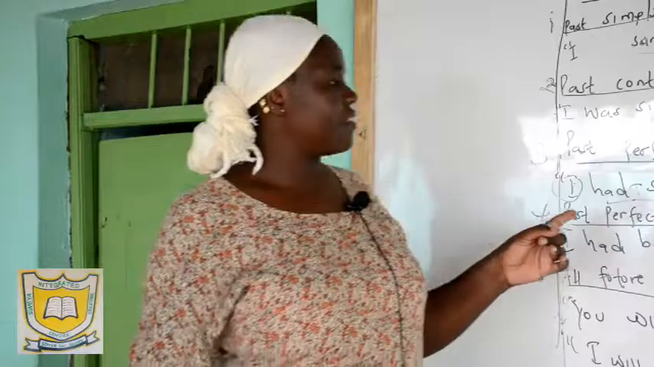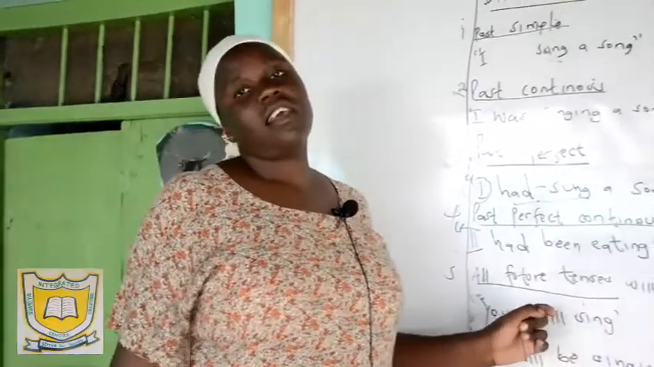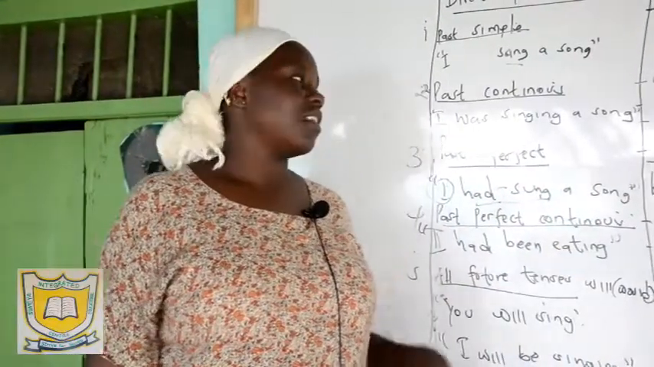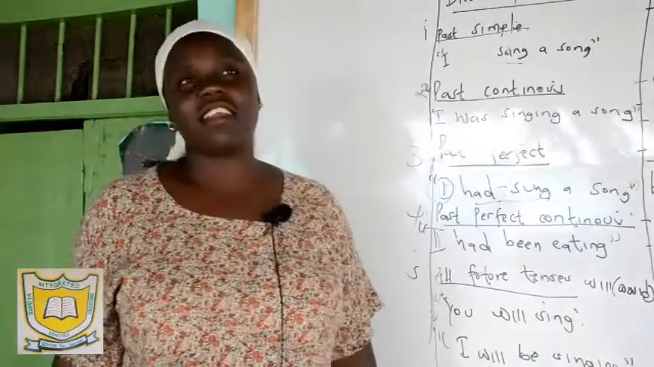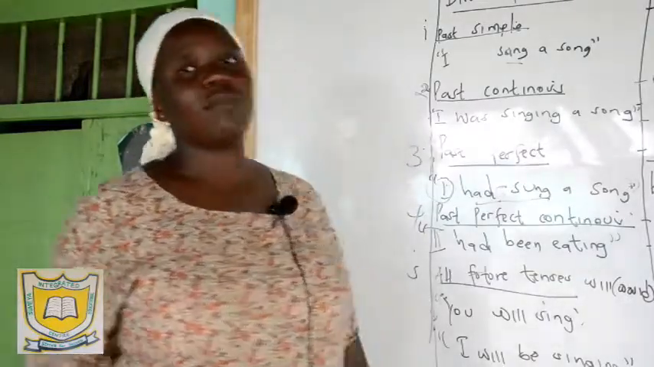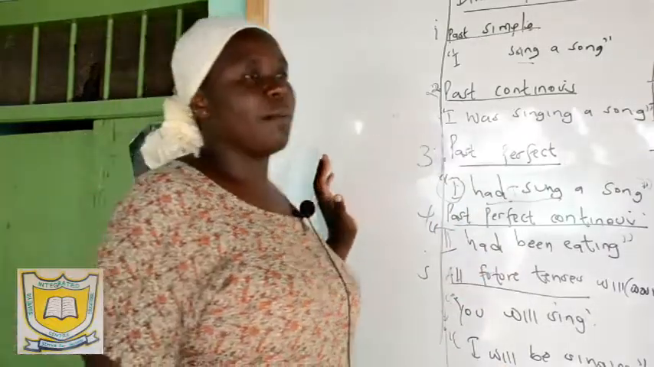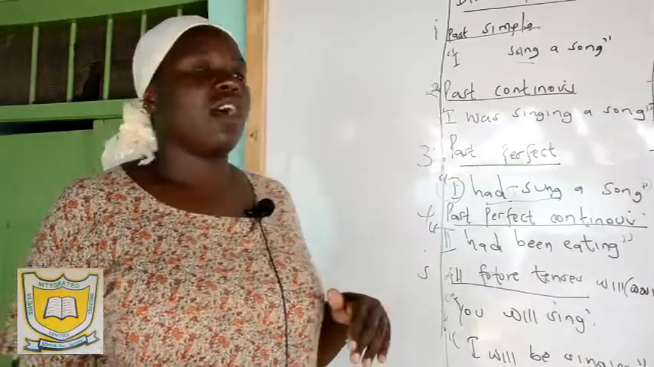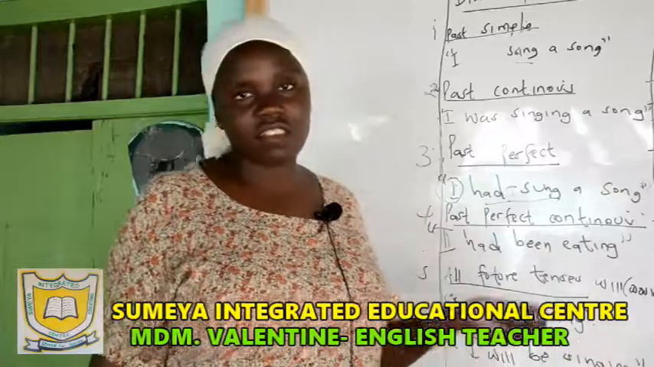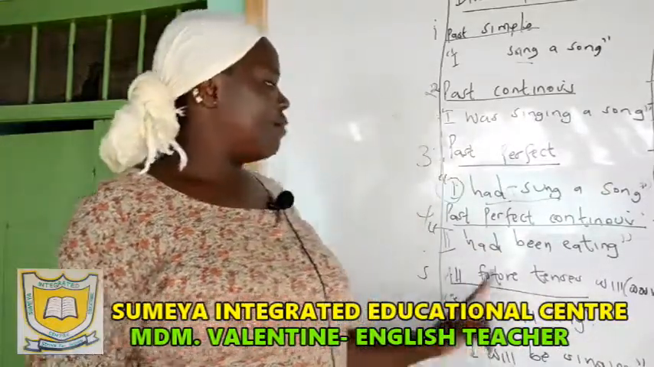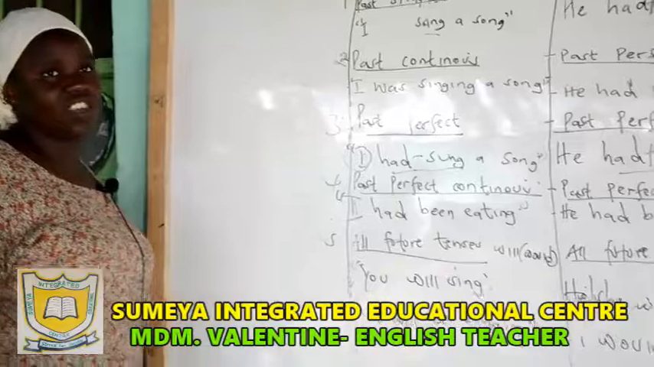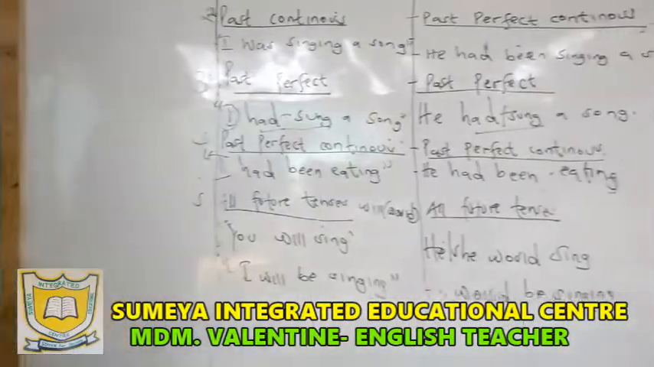So the past perfect continuous tense stays as the past perfect continuous, and the past perfect tense stays as the past perfect. You simply check the pronoun. Is my pronoun supposed to change or not? Not supposed to change. Now we come to all future tenses. In all future tenses, will changes to would.